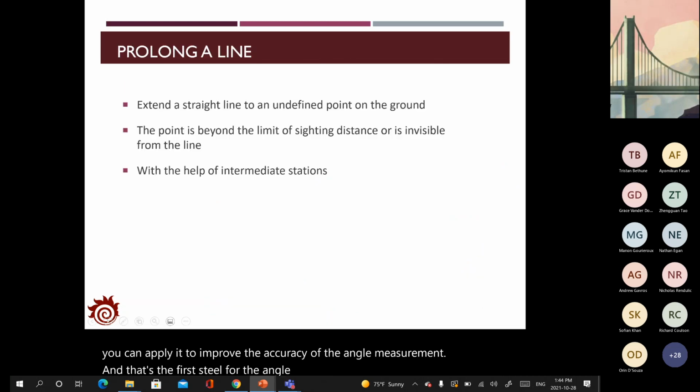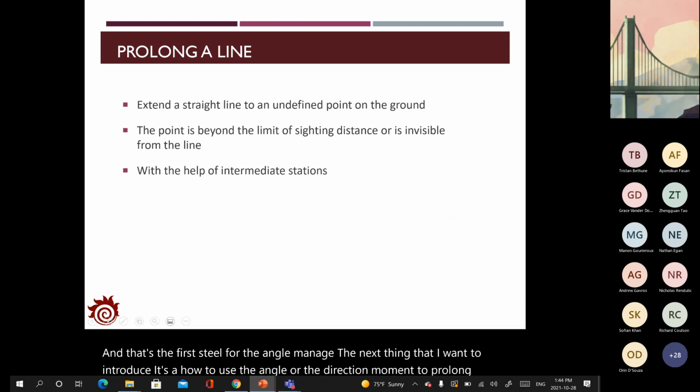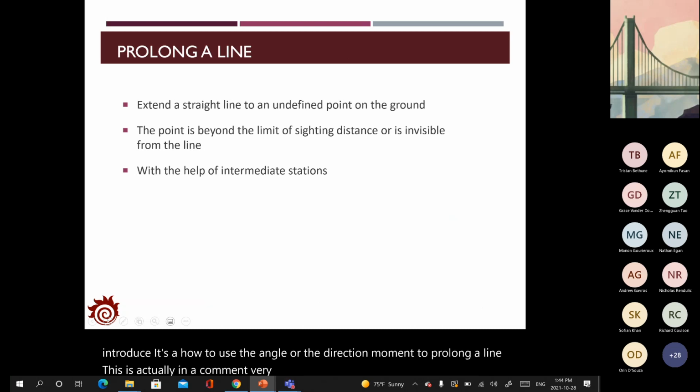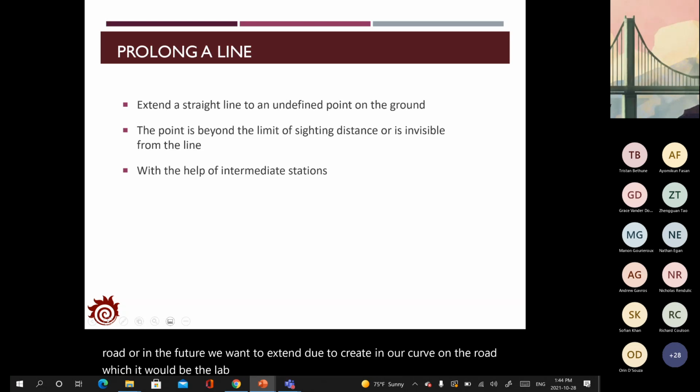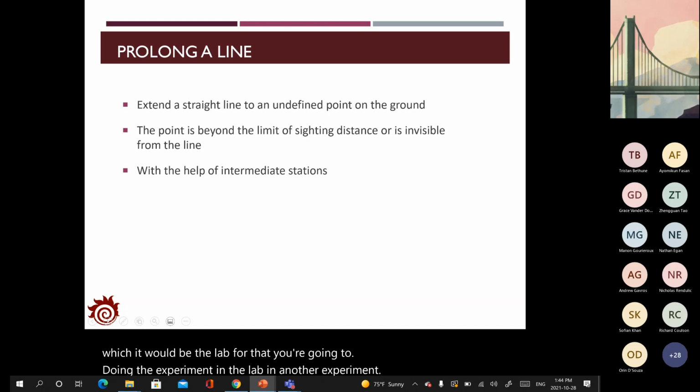The next thing that I want to introduce is how to use the angle or the direction measurement to prolong a line. This is actually a very common implementation of the direction or the angle measurement. We want to extend a straight line on the road, or in the future we want to create a curve on the road, which would be the lab 4 that you're going to do in the lab experiment. So we will start with the simplest one, prolong line.